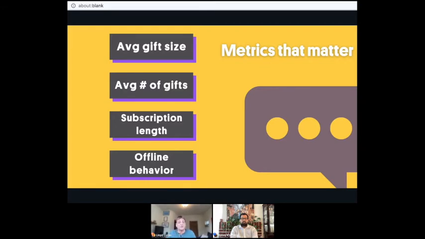Number of gifts, right? Are they giving, again, more often than those other channel-only subscribers? It means that they're seeing more of our messages, that our texts are potentially sending people back to email to give more there, or just that the immediate nature of the text means that they're giving more often.